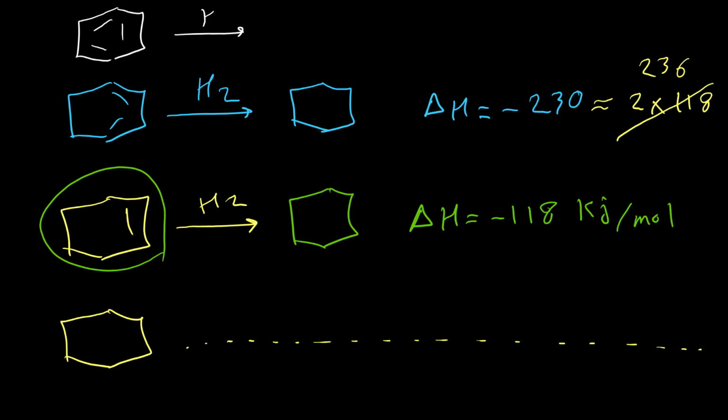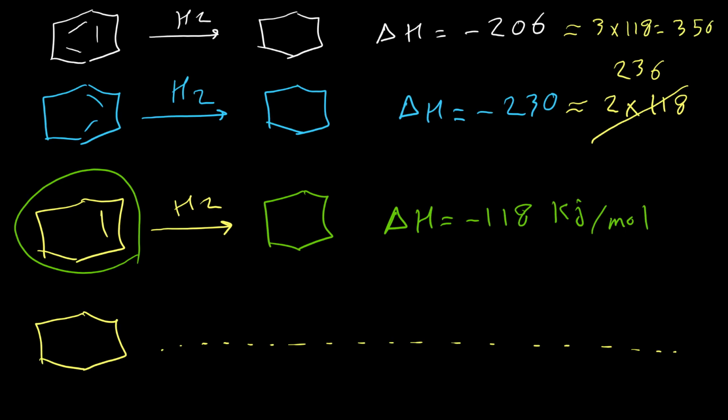But for benzene, if we want to convert benzene to cyclohexane, the delta H is only 206. We expect to have 3 times 118. That is going to be 356. But we can see a 150 kilojoule difference. This big difference between the calculated energy and the actual energy is related to the aromaticity.